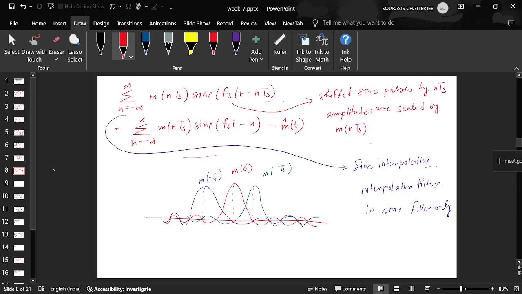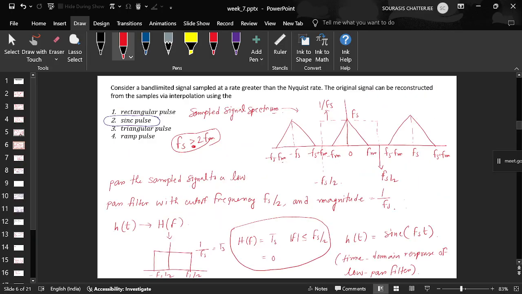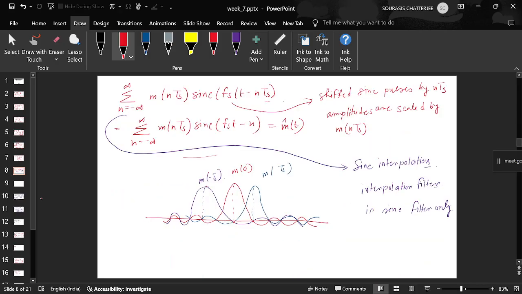Since this is sinc pulse based interpolation, the interpolation filter is called sinc interpolation. For the ideal sampling case with impulses, the original signal can be reconstructed from the samples via interpolation using the sinc pulse. By adding these points, you can get the original message signal m(t).